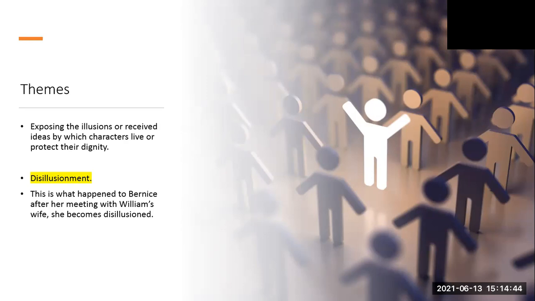التخلص من الأوهام. And this is what happened to Bernice after her meeting with William's wife. She becomes disillusioned. And this happened gradually, not suddenly, gradually. So this is actually what the story is about, the disillusionment of Bernice.